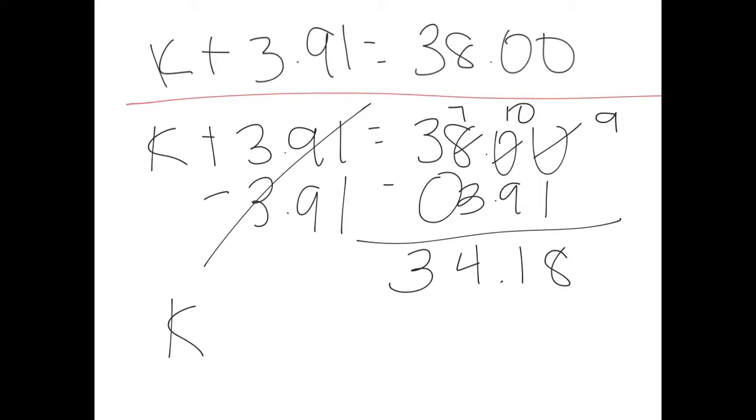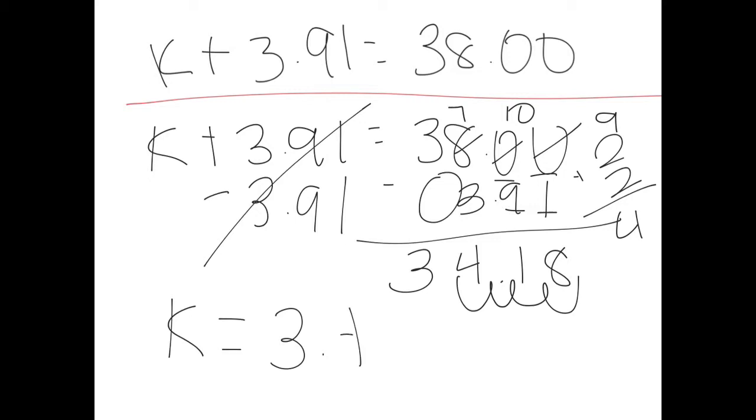And then you're going to have to do your decimals. So 2 plus 2 is 4. So you do 1, 2, 3, 4. So your k will equal 3.411.